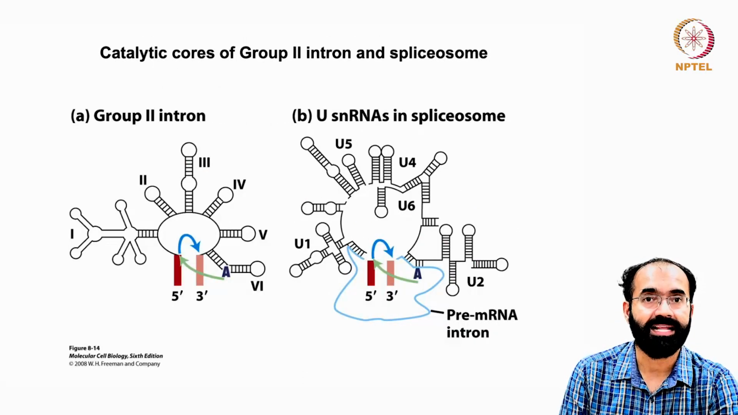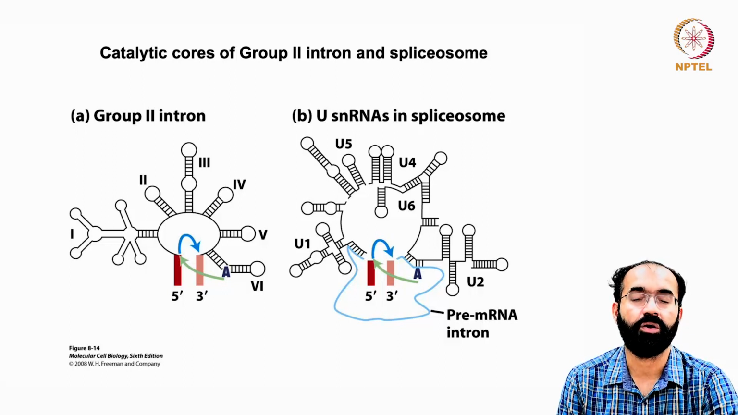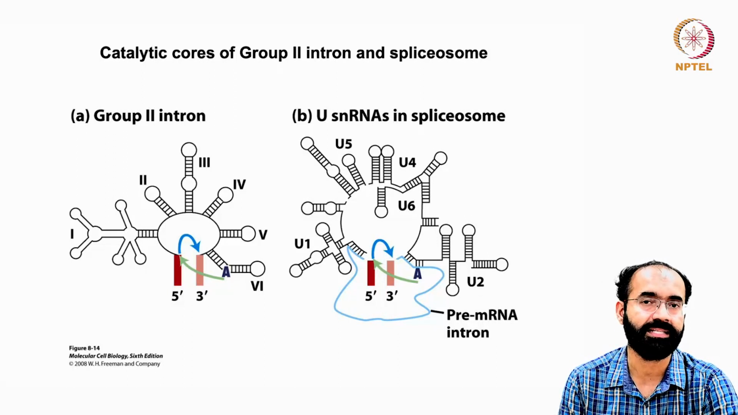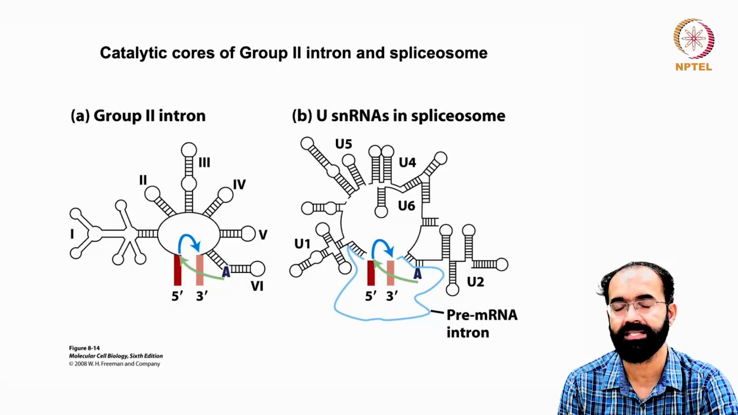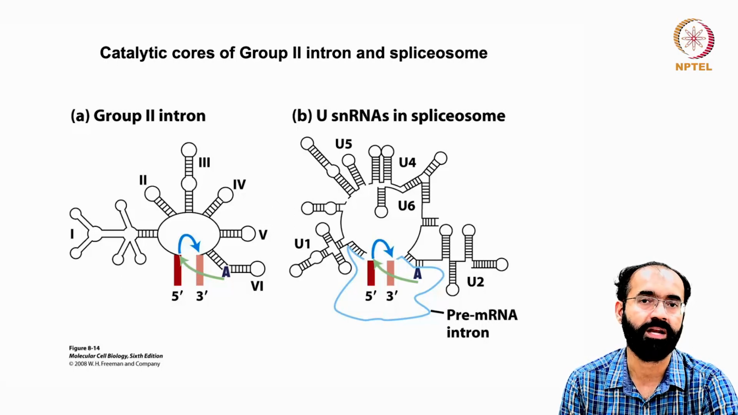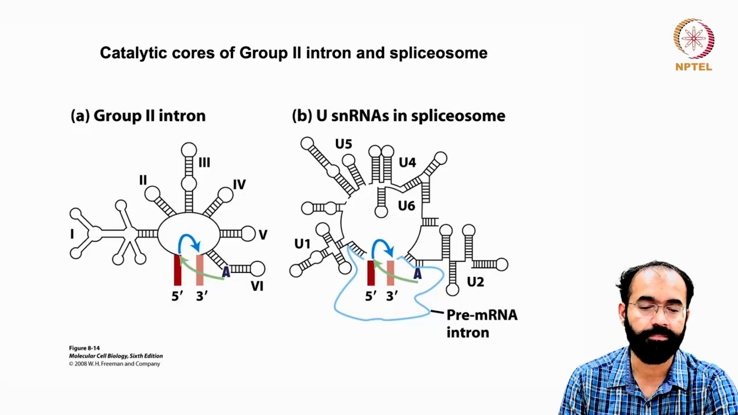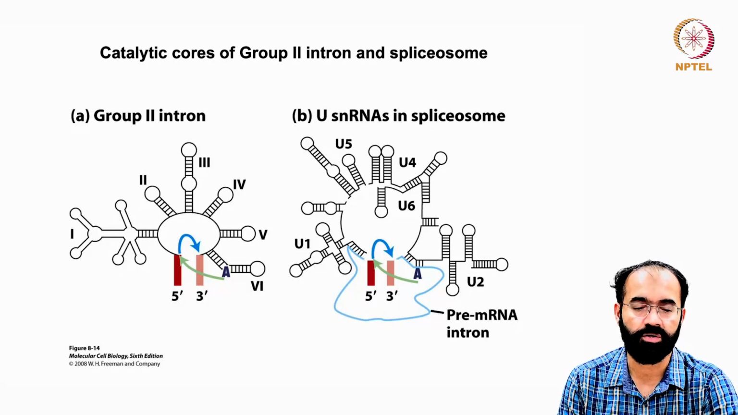So the catalytic core of the group 2 intron and spliceosome have a lot in common. Group 2 intron, we have seen it, is very much similar to that of the normal splicing. It has the A at the branch point utilized and it's a ribozyme. So if you look at group 2 intron, the secondary structure mimics that of a typical spliceosome.